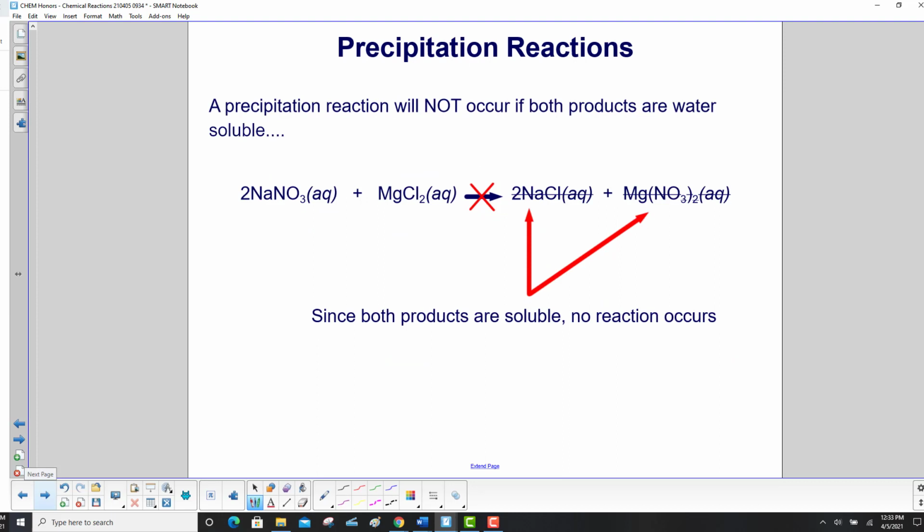A precipitation reaction will not occur if both products are water-soluble. So over here, sodium chloride aqueous and magnesium nitrate aqueous. That means they are soluble in water. Since both of them are soluble, no reaction occurs.